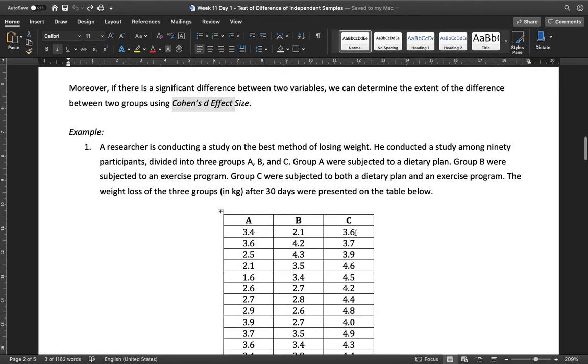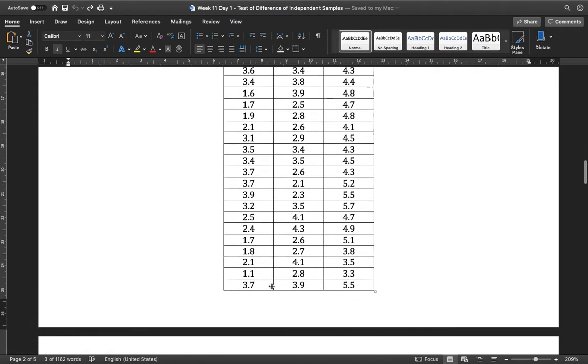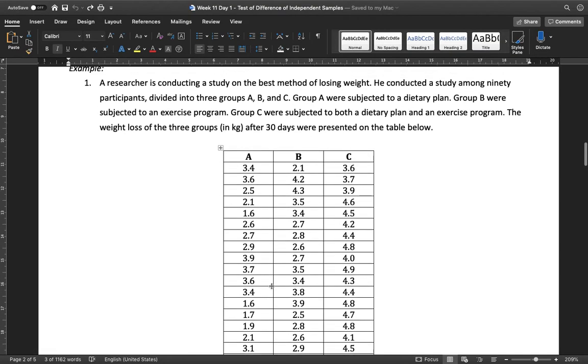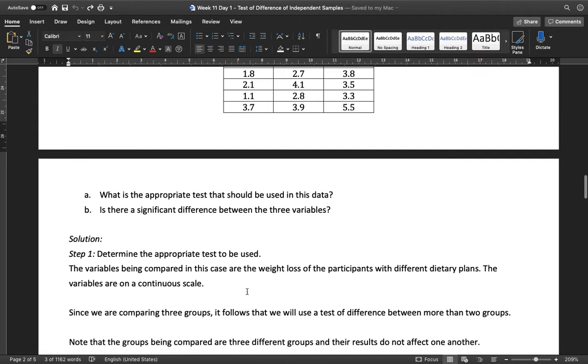So, ito yung tatlong groups. Ito yung weight loss nila after 30 days lang. Dami, di ba? So, question, what's the appropriate test that should be used in this data? Is there significant difference between the three variables?